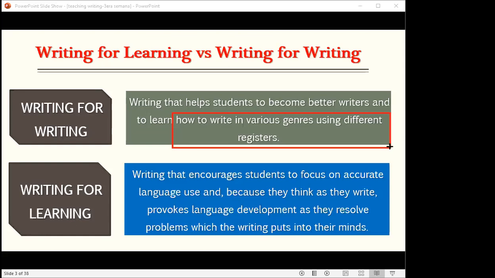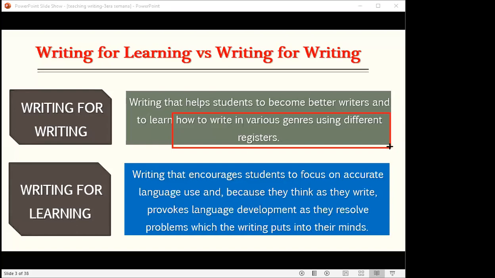So maybe the structure, the pattern of these texts are kind of similar, but the register, no. Maybe in the informal letter, you say, oh, hello, my friend, how are you? How's it going? But in the business letter or the company letter, you're not going to say hello, how are you, no? Good morning, good afternoon, good evening, I'm pleased to write. And also you use another kind of language.